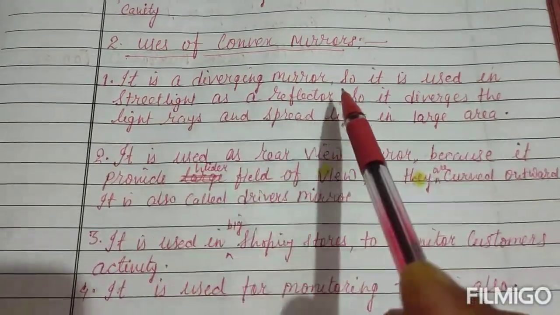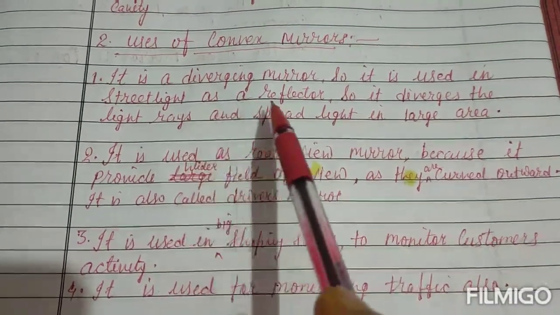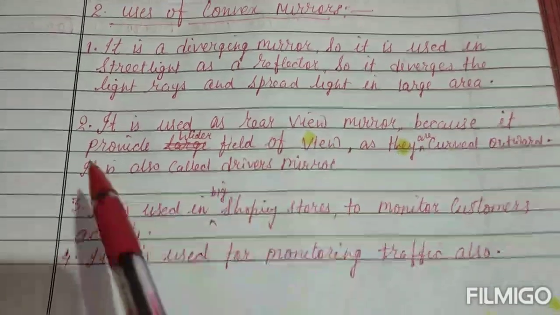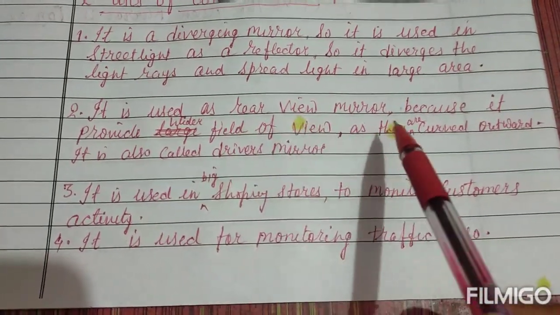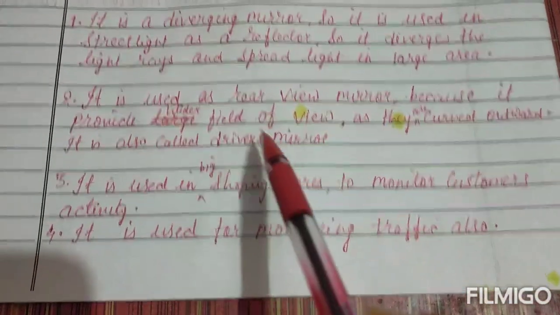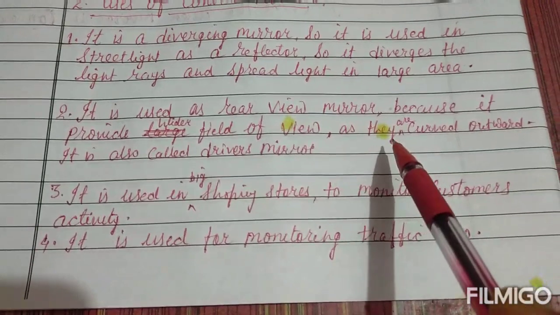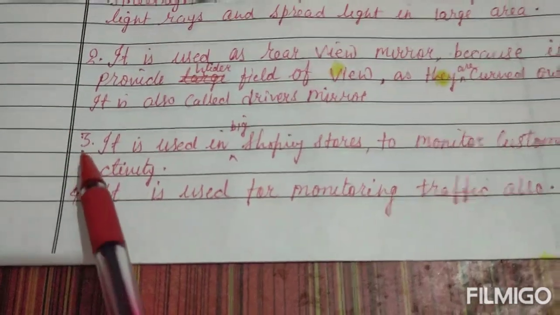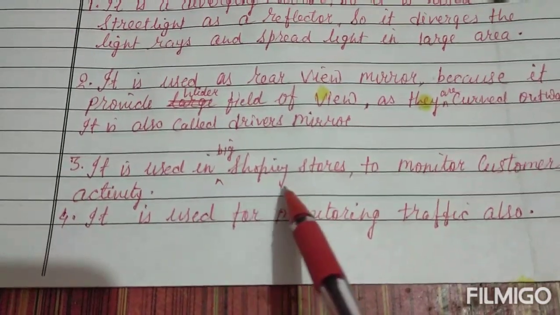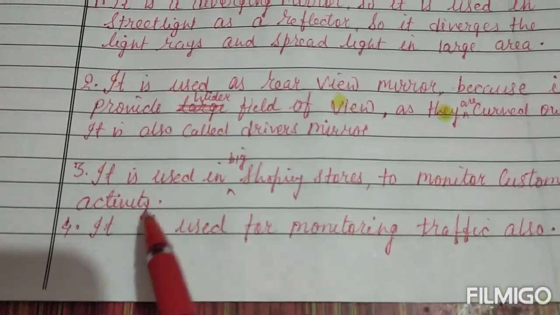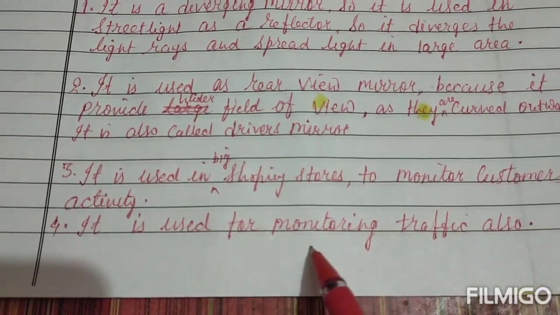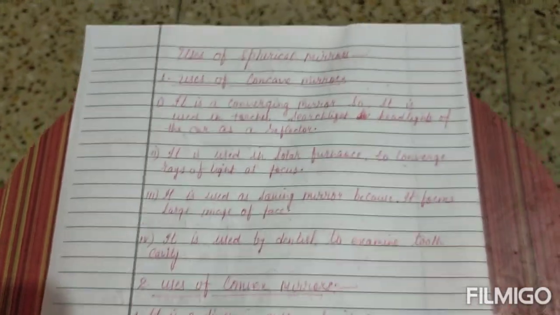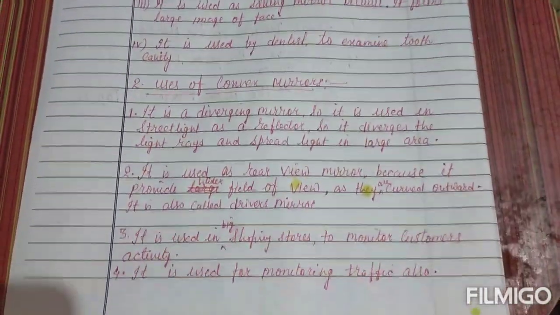It is a diverging mirror, so it is used in street lights as a reflector because it diverges the light rays and spreads light over a large area. It is used as a rear view mirror because it provides a wider field of view as they are curved outward. It is also called driver's mirror. Point number 3, it is used in big shopping stores to monitor customers' activity, and it is used for monitoring traffic also. So these are the uses of concave and convex mirror.